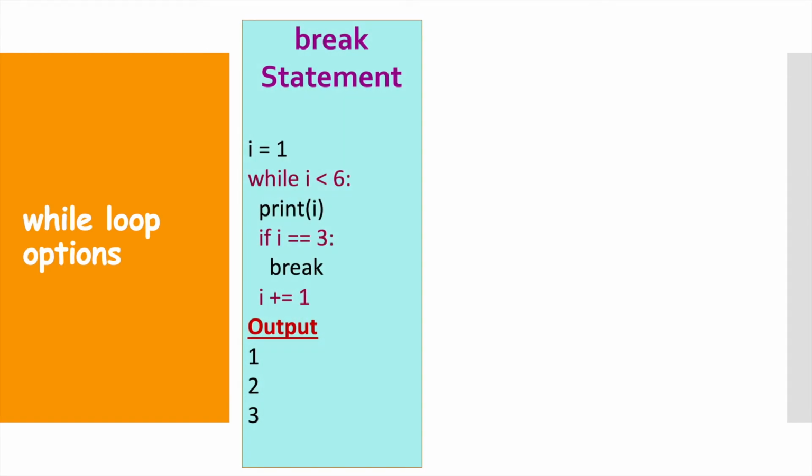So the very first is the break statement. With the break statement, we can stop the loop even if the while condition is true. So here you are initializing the variable i with the value 1 and putting a check in the while loop, that is while i is less than 6, you're printing the value of i. And if i becomes equal to 3, then you're simply breaking the loop. That means you are telling the loop to stop its execution and exit. So in the output you're getting 3 values, 1, 2 and 3.